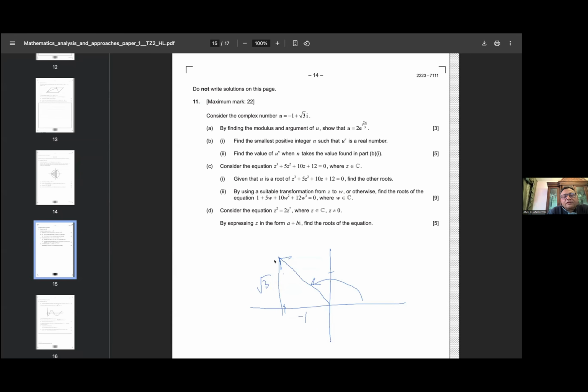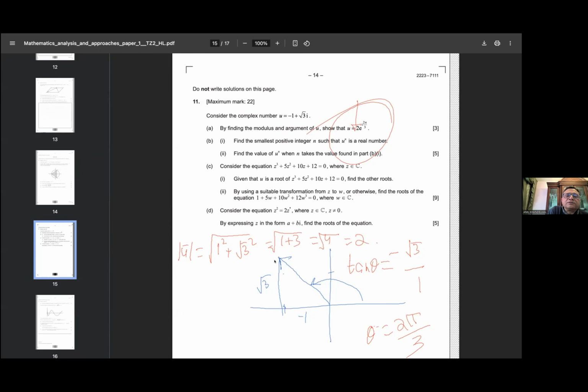So we can find the modulus, which is square root of a square plus b square, and then the angle by tan theta. So modulus of u will be equal to square root of 1 square plus square root 3 square, which is 2. That part is correct. And the angle we want is 2 pi by 3. So tan theta is minus square root 3 by 1, which gives 2 pi by 3. So we get this expression. 2 is the magnitude and the angle theta is 2 pi by 3.